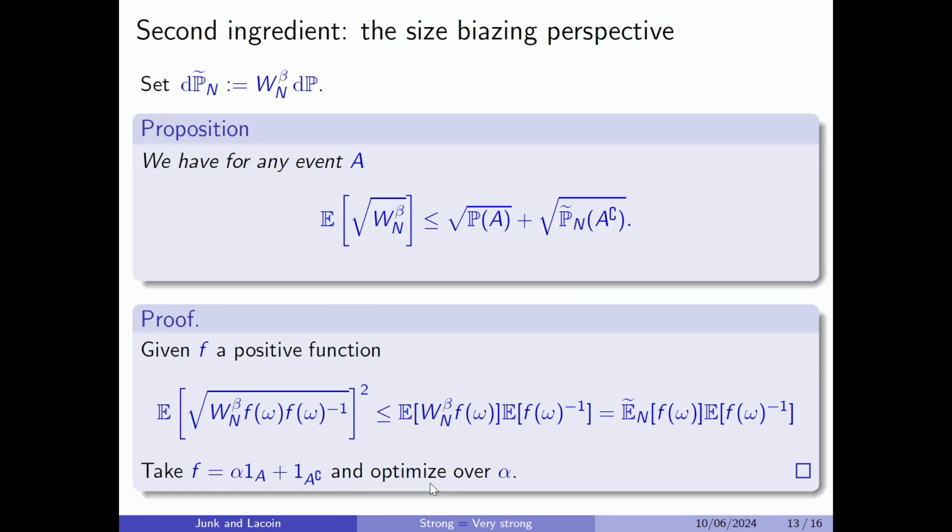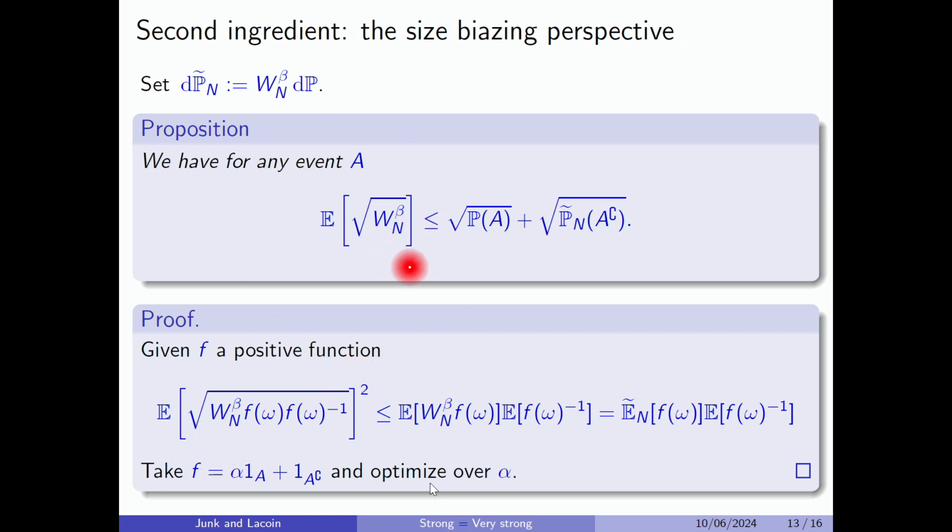Okay, so the second ingredient involves the size bias probability. Wn is a non-negative random variable which has expectation 1. So therefore, you can consider it as a probability density. And you can define a new probability on your environment which is absolutely continuous with respect to the original one, but for which the density is given by Wn.